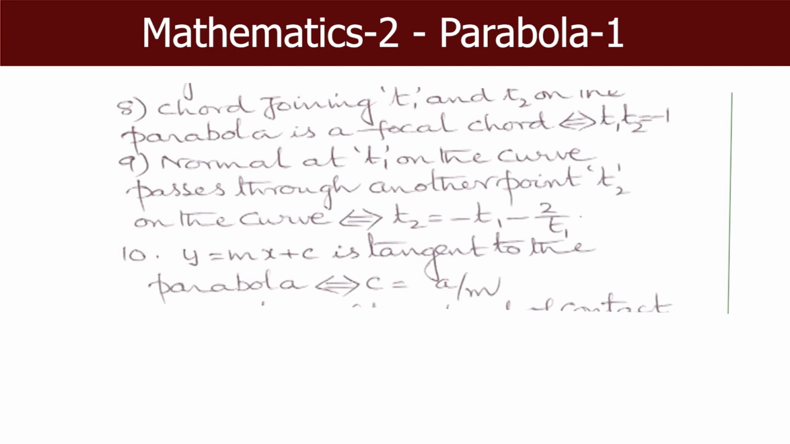If the normal at t1 on the curve passes through another point t2 on the curve, then t2 equal to minus t1 minus 2 by t1. Also, when t2 equal to minus t1 minus 2 by t1, the normal at t1 on the curve passes through t2. Condition for tangency: y equal to mx plus c is a tangent to the curve if and only if c equal to a by m, very important.